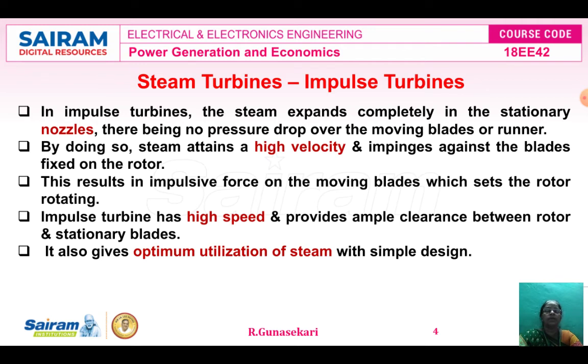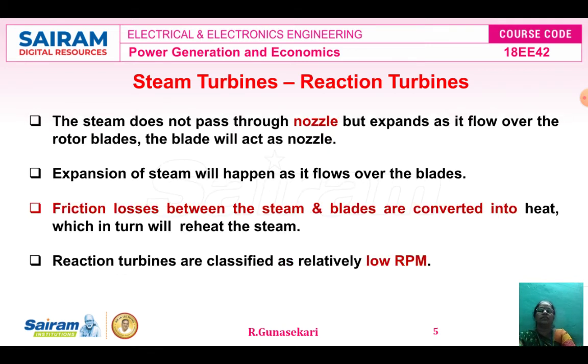The impulse turbine has high speed. It provides ample clearance between the rotor and stationary blades, which is shown in the figure. The impulse turbine gives optimum utilization of steam with a simple design only. So these are some technical points about the impulse turbine.